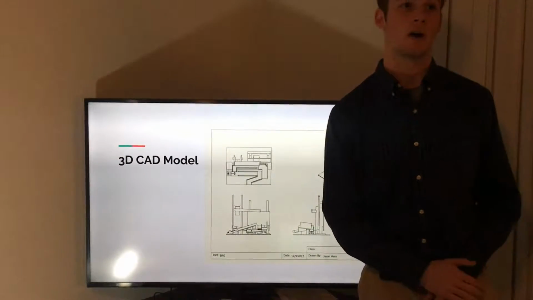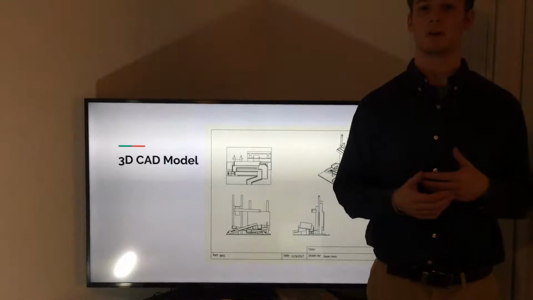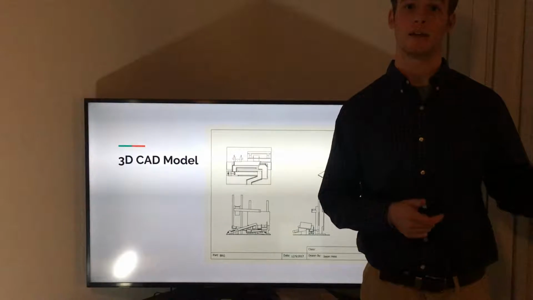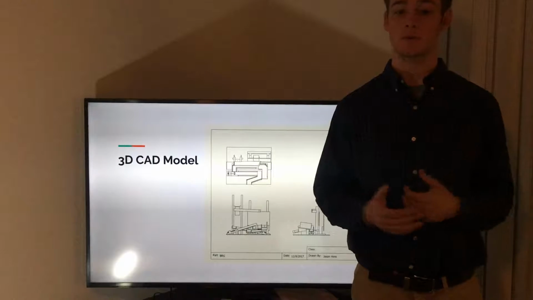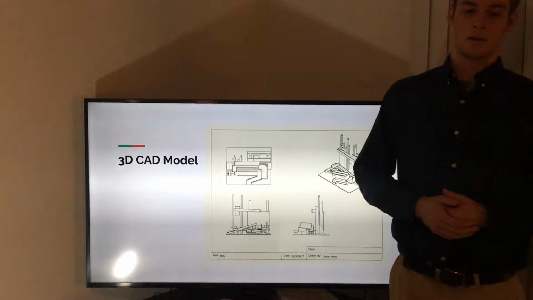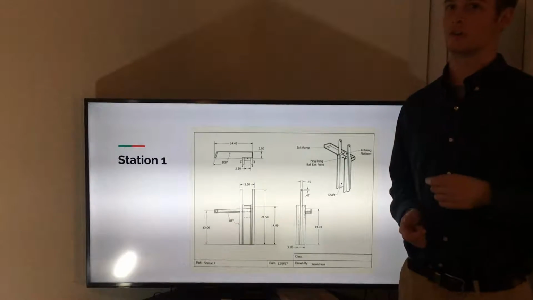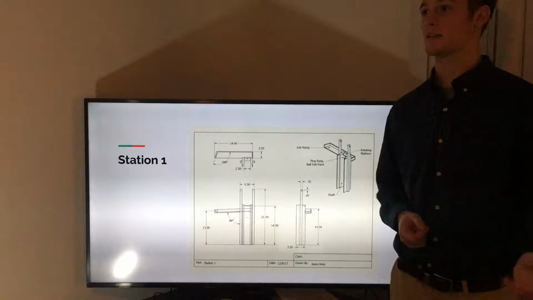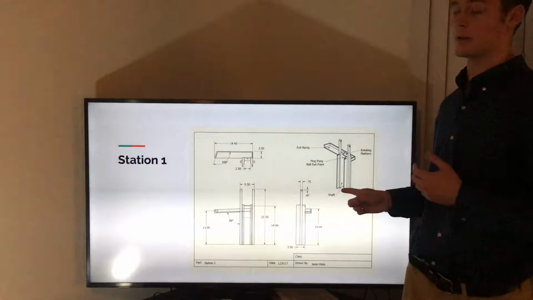So the next thing we're going to talk about is the BRG as a whole, how it operates and how it gets the ping pong ball from one end to the other of the pegboard. And so first we'll start with the first station. To get the ping pong ball to the first station, we simply use an entry ramp which guides it to the bottom here into an elevator cart.